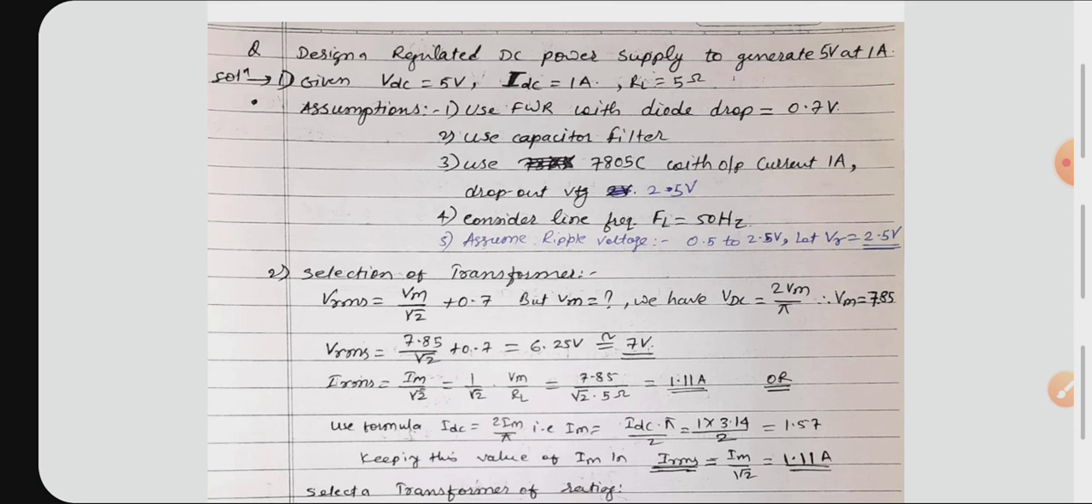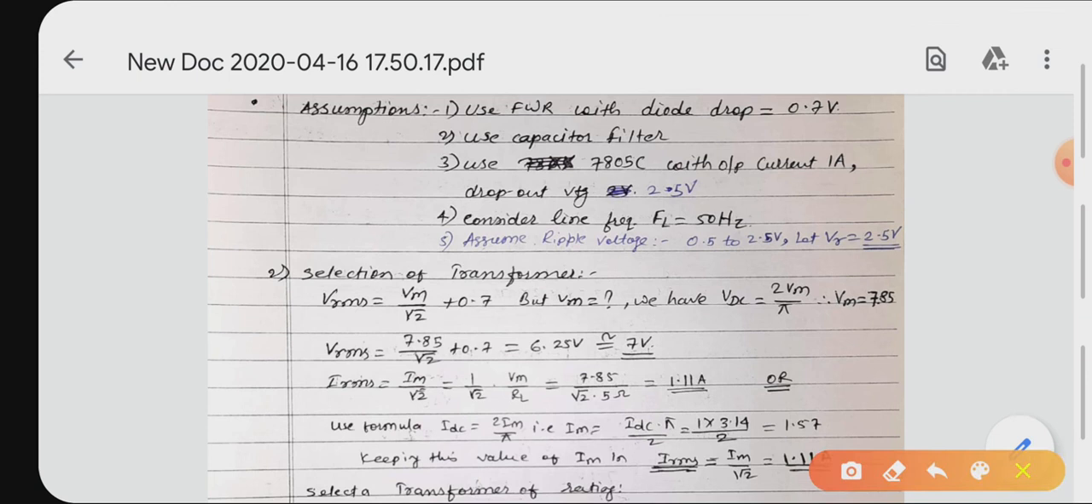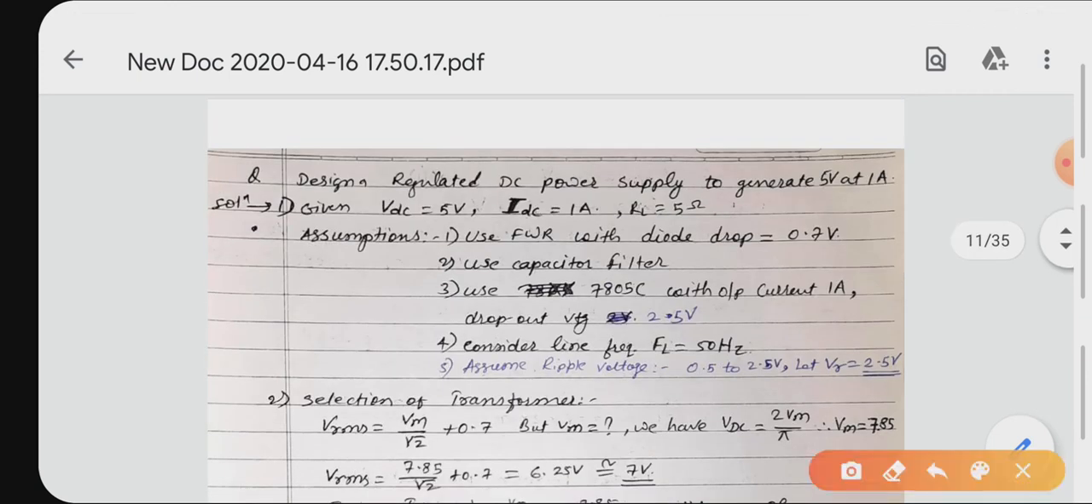It is not mentioned in the problem. You can calculate it. RL is equal to VDC by IDC. Okay, by using the formula you can calculate the value of RL, 5 ohm, by dividing VDC by IDC. Then you have to assume some important points like which rectifier is to be used, whether half wave, full wave or bridge, and which filter to use. So whether capacitor filter, inductor filter, LC filter or pi filter, you have to decide it.